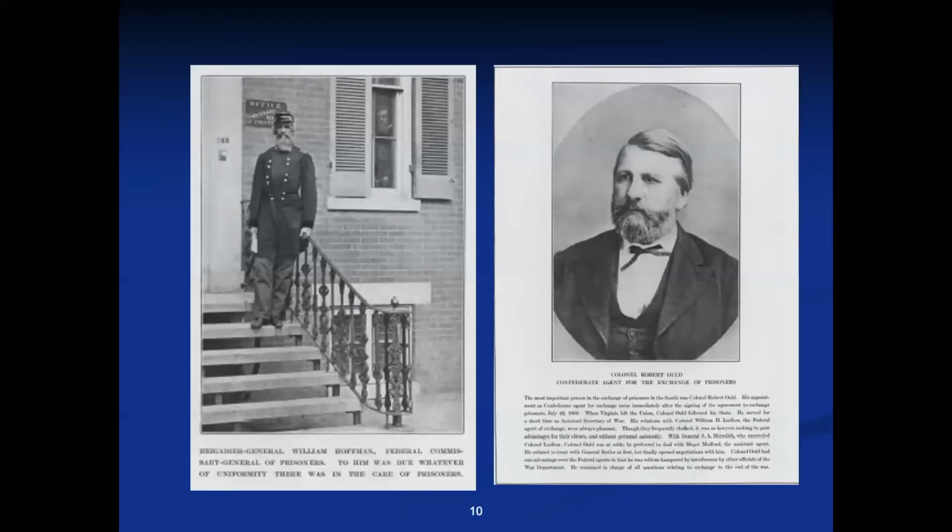Eventually there will be William Hoffman, Brigadier General, who's the Commissary General of Prisoners for the Union, and Colonel Robert Ould, who is the Confederate agent for the exchange of prisoners, pretty much the same thing as General Hoffman. So these are the two guys that work it out, make it work so the prisoners move back and forth.